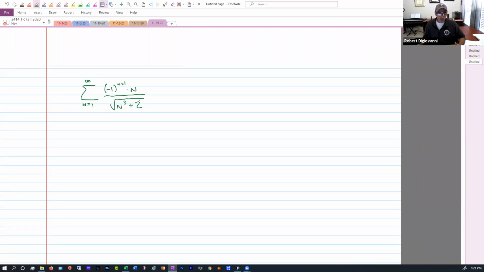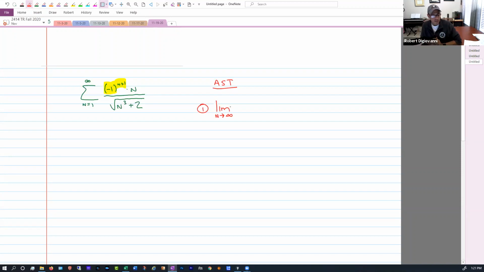When I see an alternating series, the first thing I always think of is the alternating series test, because the test for alternating series is very nice. I mean, it's actually not that bad of a test. So I'm going to run the test. Here we go. First thing, I'm going to take the limit as n goes to infinity of what?